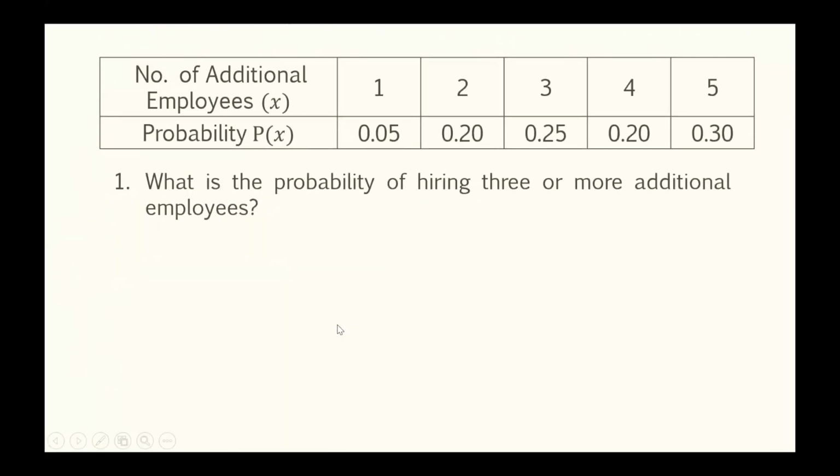Let's start with question number 1, given this probability distribution. What is the probability of hiring 3 or more additional employees? When we say 3 or more additional employees, it pertains to 3 and above. So from here, the highest in the distribution is only 5.